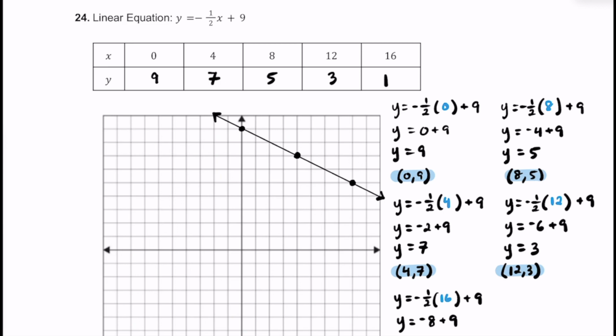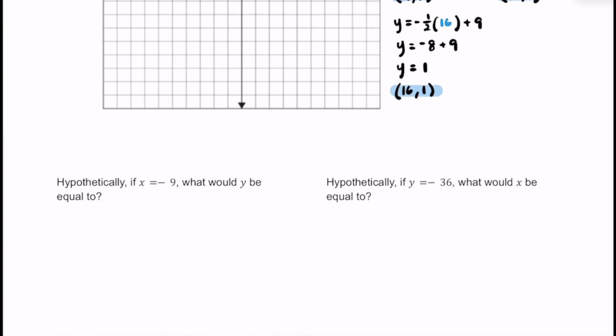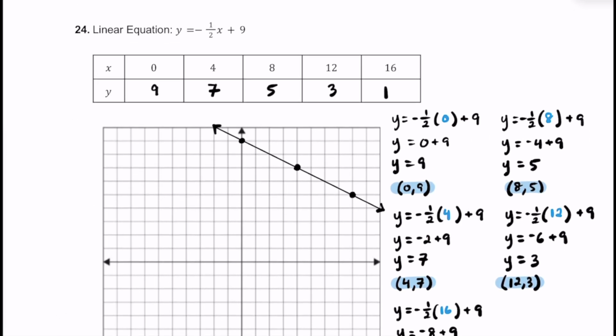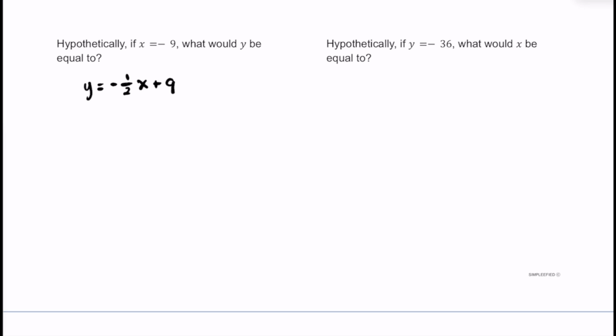All right, so let's go ahead and do a couple hypotheticals now. So we have this equation of y is equal to negative 1/2 multiplied by x, and then plus 9, right? That's what our equation was that we were just dealing with. Let me just double check. Yep, that is correct. And let's see if we can solve some of these hypotheticals. So they're saying, what is y going to be equal to if x is negative 9? So let's go ahead and plug in negative 9 specifically. This is not in our table, but let's go ahead and try this, right? So let's go ahead and substitute in negative 9 and then add a 9.